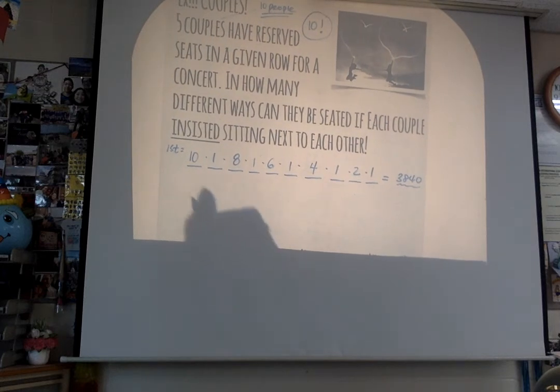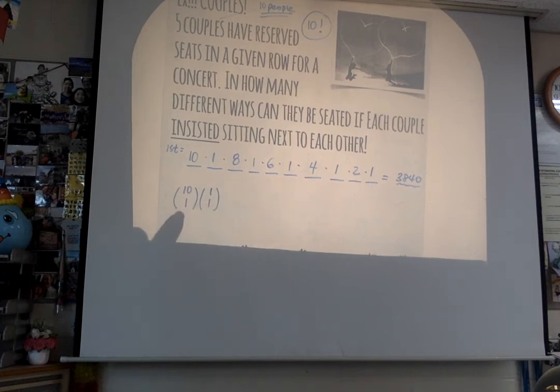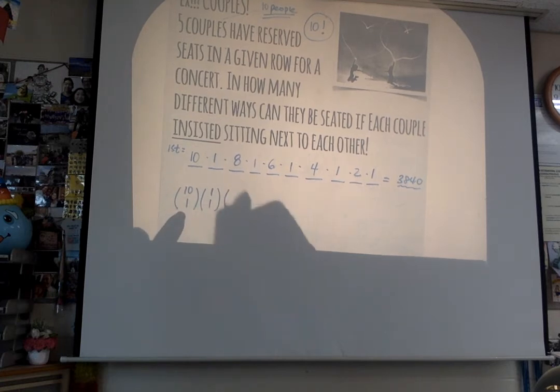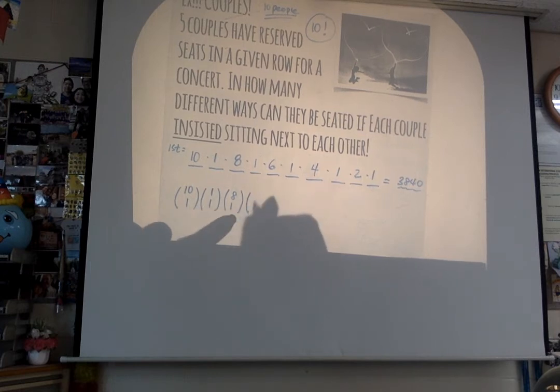You guys ready? Now, I have 10 people to choose from. I'm going to choose one person to sit in the first seat. But that means I have one person to choose from to match that couple. That's 10 choose 1, 1 choose 1. I have 8 people left because I've already used up 2 people. But I'm going to choose one person to sit in the third seat. But that person could only be chosen from one person because that's their couple.